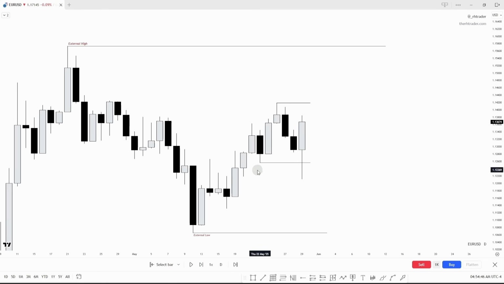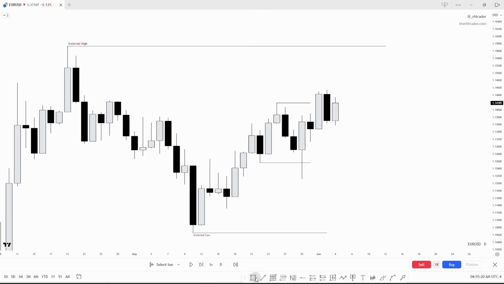As you can see, we have taken out this external low and we have a nice close above this opening price. This means that on the next candle, we can be bullish, targeting this external high. This is where you would position yourself, and that is the objective met. Now, once this external low and high has been taken, you should wait for another swing point to form.